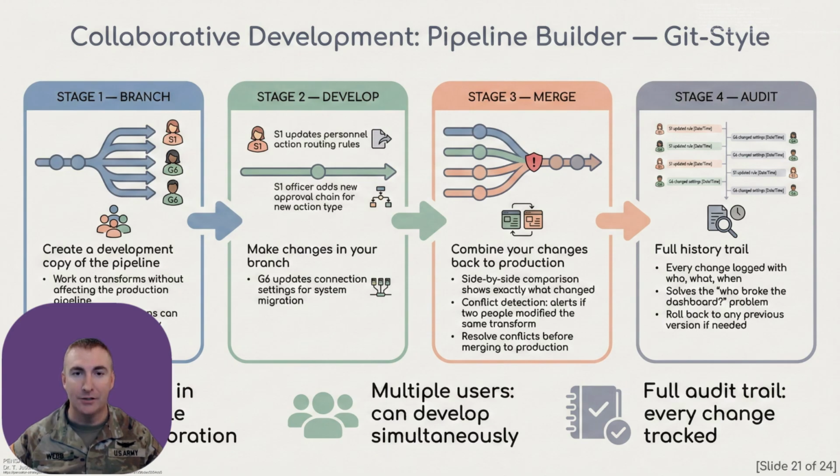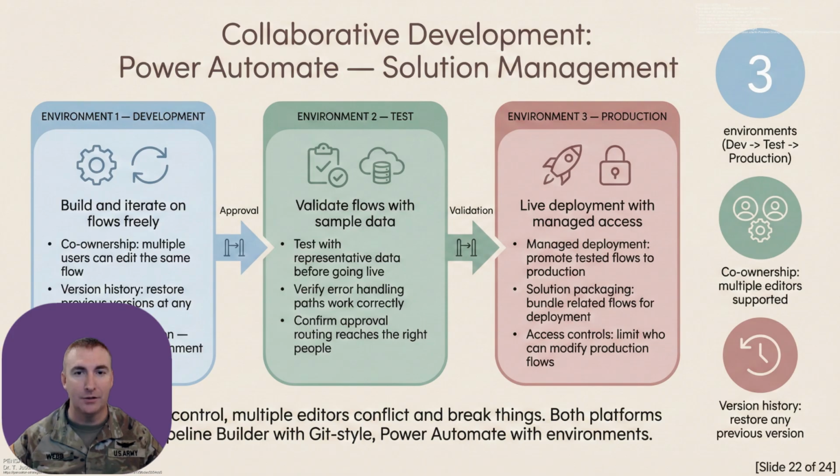Power Automate takes a different approach to the same problem. 3 environments. Development for building and iterating freely. Test for validating with real data before going live. Production for managed deployment that cannot be directly edited. The principle is identical to Pipeline Builder. Never modify production directly. All changes flow through development to test to production. Both platforms protect you from the same problem.